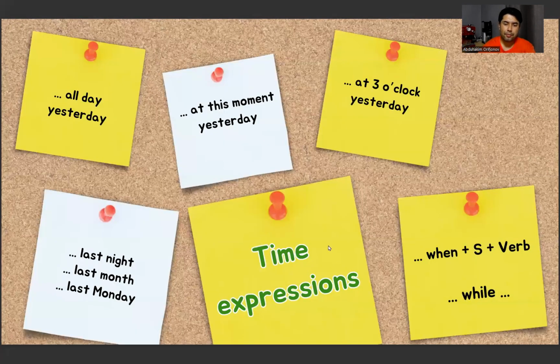Here are some time expressions: all day yesterday, at this moment yesterday, at 3 o'clock yesterday, last night, last month, last Monday. And past continuous plus when plus subject plus verb, and past continuous plus while plus past continuous.